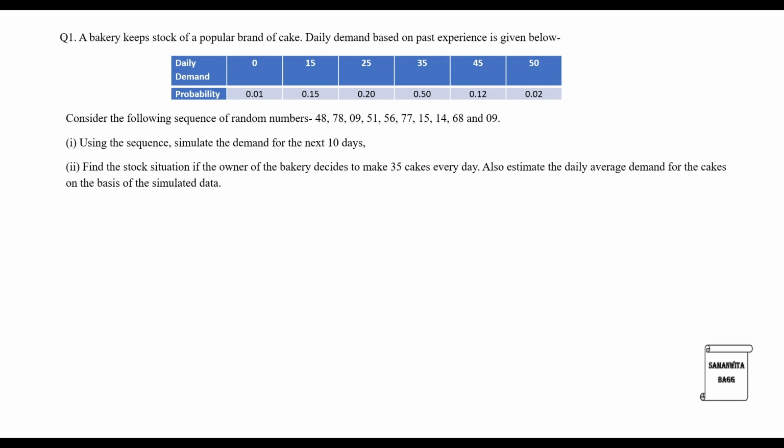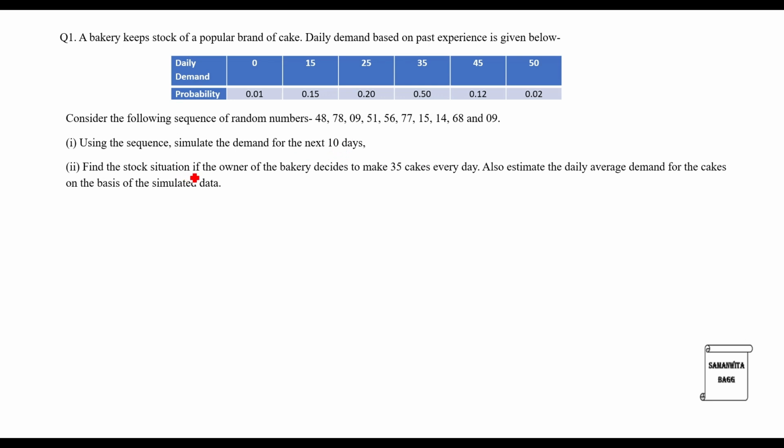A bakery keeps stock of a popular brand of cake. Daily demand based on past experience is given below. So here we have a table given of daily demand and the probability of these daily demands. Consider the following sequence of random numbers. So a few random numbers are given to us. Using the sequence, simulate the demand for the next 10 days. So there are 10 random numbers given and we will be using them to simulate what will be the demand for the next 10 days.